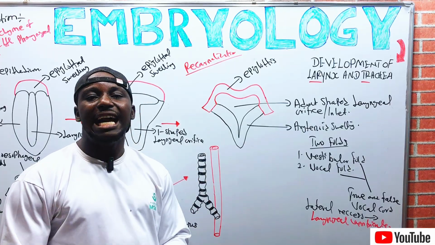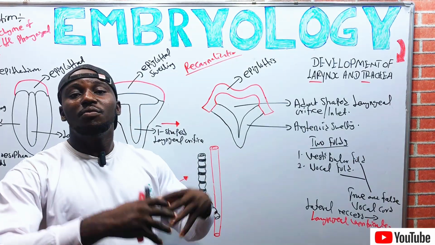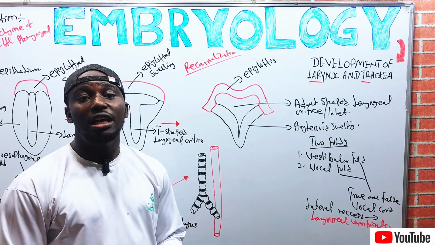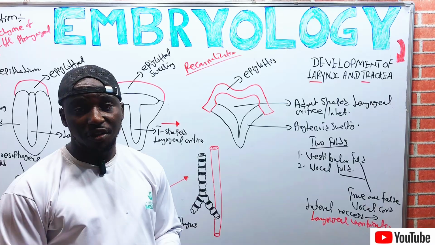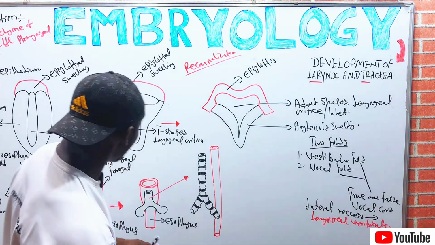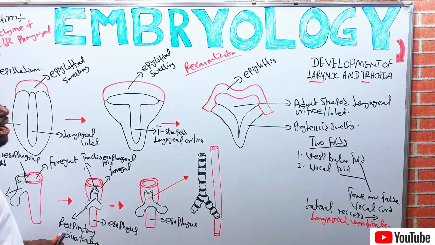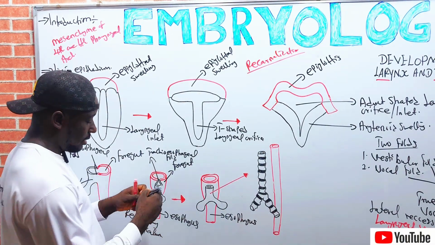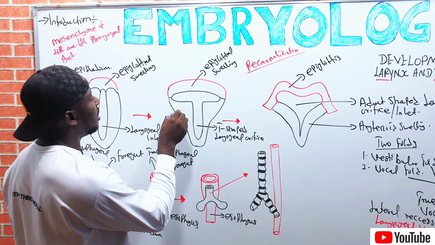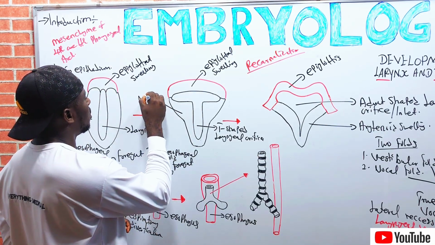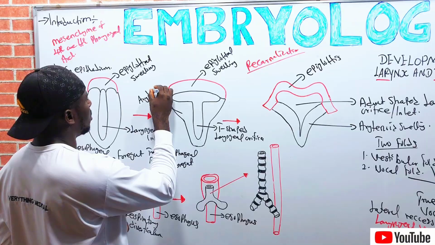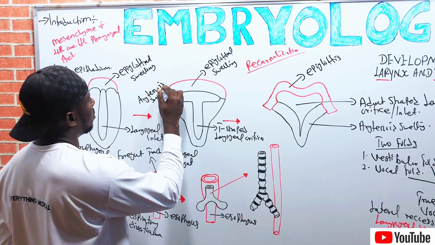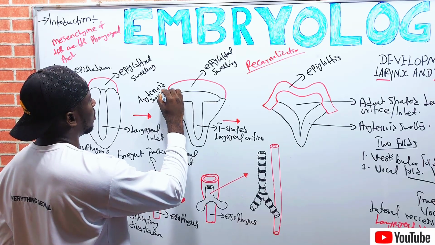So those are the developmental origins of the cartilages of the larynx, the muscles of the larynx, and the nerves that innervate them, right? So that is all about the development of the larynx. Recall that this remains the arytenoid swelling, right?